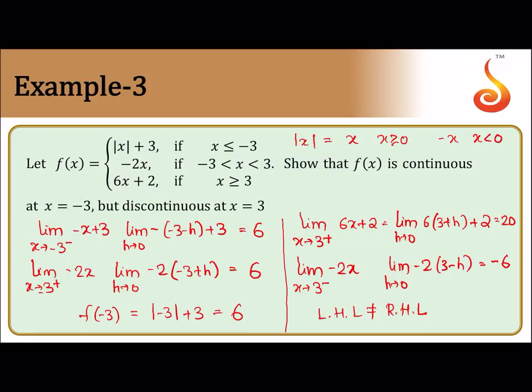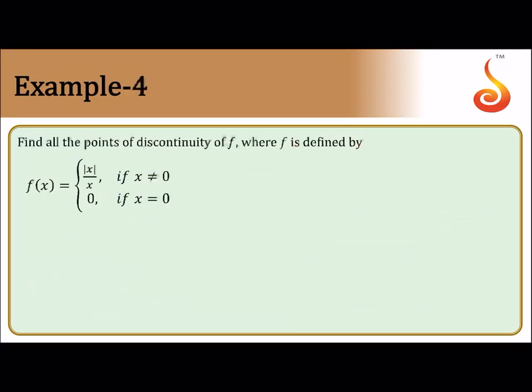Next one. Whenever a left hand limit is there, we replace by minus h. Whenever a right hand limit is there, we replace by plus h. Same way, for all points of discontinuity of f, where f is defined. Now, we have defined mod x already. Mod x equal to x whenever x is greater than or equal to 0, and this is equal to minus x whenever x is less than 0.